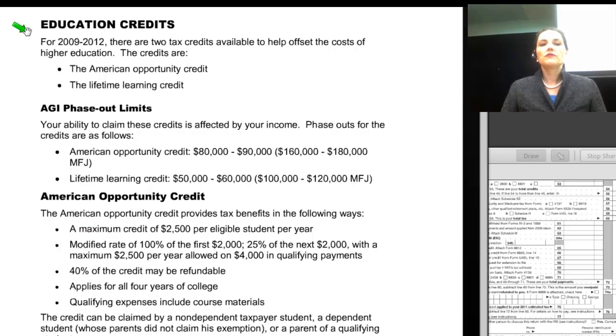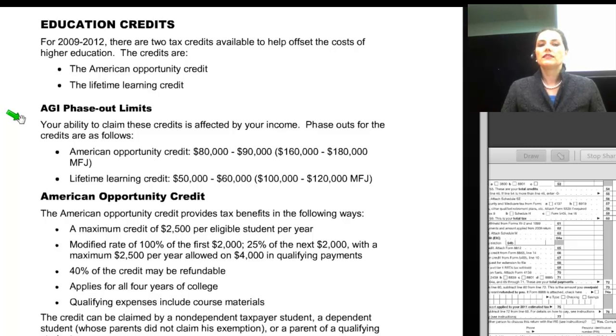Education credits. For 2009 through 2012, there are 2 tax credits available to help offset the costs of higher education. These credits are the American Opportunity Credit and the Lifetime Learning Credit. There are AGI phase-outs you should be aware of, and remember I told you that there is a term you should know, which is adjusted gross income. The abbreviation for adjusted gross income is AGI.